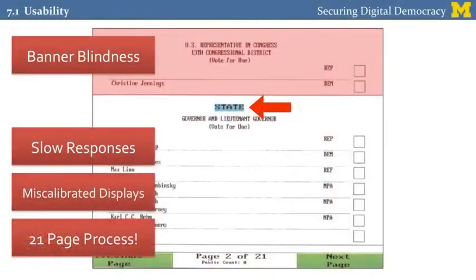Finally, notice that this ballot is 21 pages long. The user would have to go through this again and again and again. The likelihood of mistakes is just going to be compounded as the user is fatigued by all of this. So all these different factors combine to make for significant usability problems in this style of DRE.